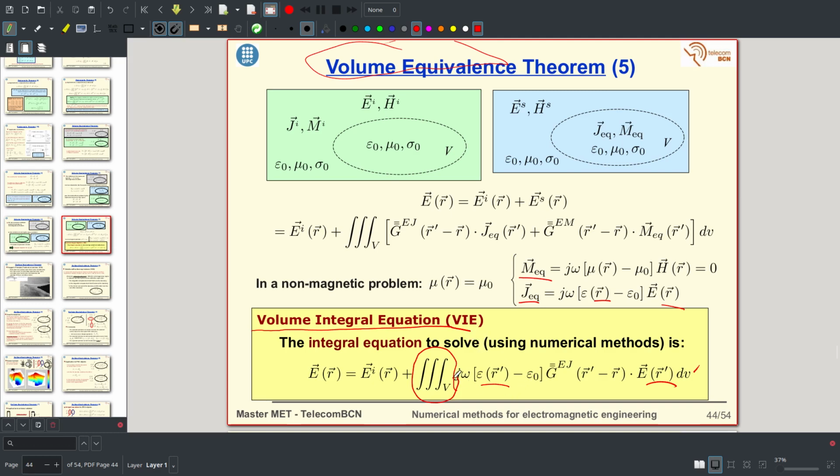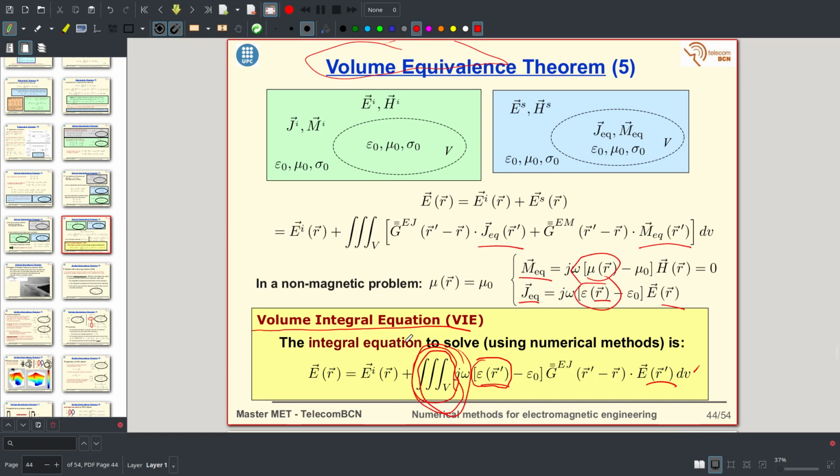And I repeat, it's volume because we define everything within the volume of the object. It can be an inhomogeneous object, and we define the epsilon and the mu as variables inside the volume of the object. We get equivalent currents that are defined on the volume of the object, and we compute the convolution integrating on the volume of the object.